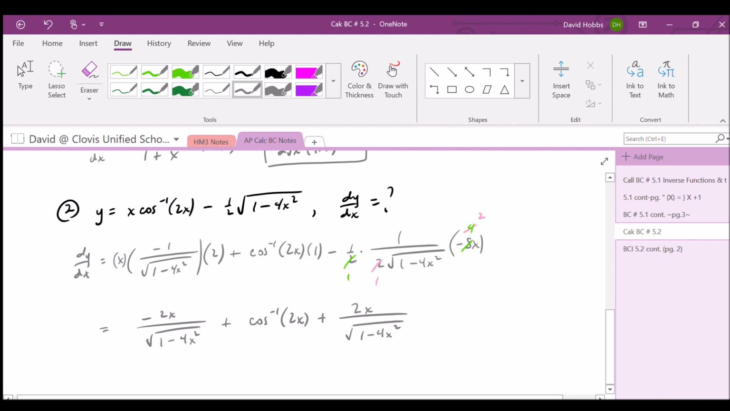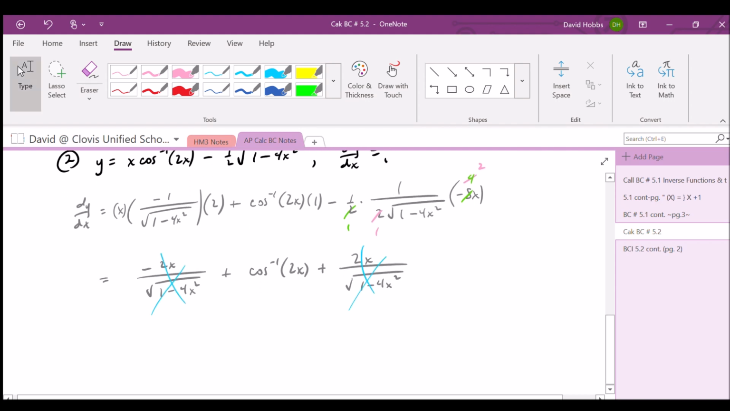Oh gosh, let's look. The first term here and the last term are opposites of each other. So those two eliminate each other, and we are left with inverse cosine of 2x.